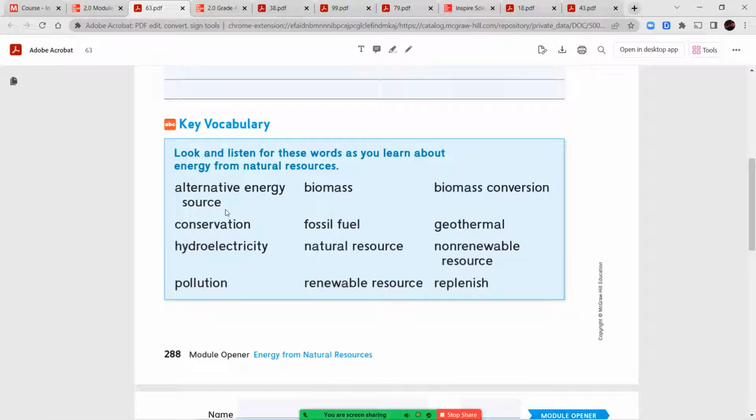You have alternative energy source, conservation, hydroelectricity, pollution, biomass, fossil fuel, natural resource, renewable resource, biomass conversion, geothermal, non-renewable resource, and replenish. So we're going to get to the meaning of these different words as we work through our lessons, but for now, take a look at them and see if you can guess what they mean by looking at some of the root words that you find in them, or maybe you do know what some of them mean already.